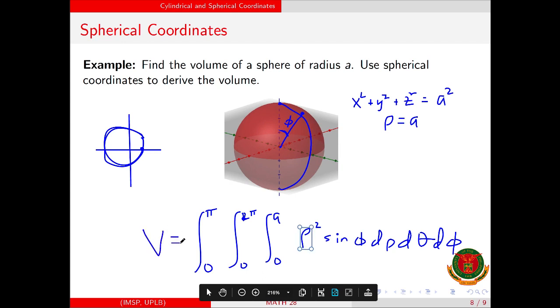And finally, this is the volume of the sphere written in spherical coordinate system. And you should verify that when you simplify this iterated triple integral, you will get 4/3 pi a cubed.